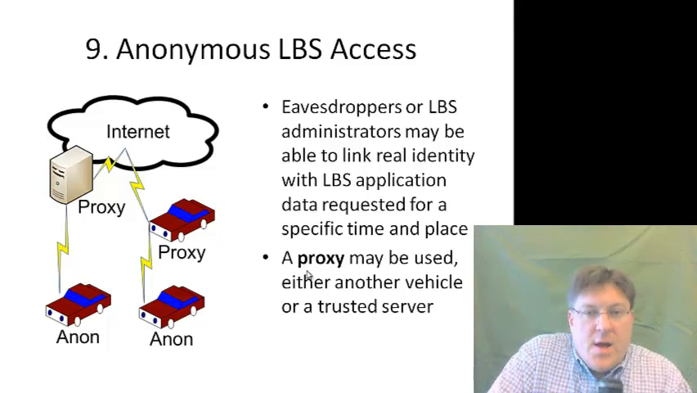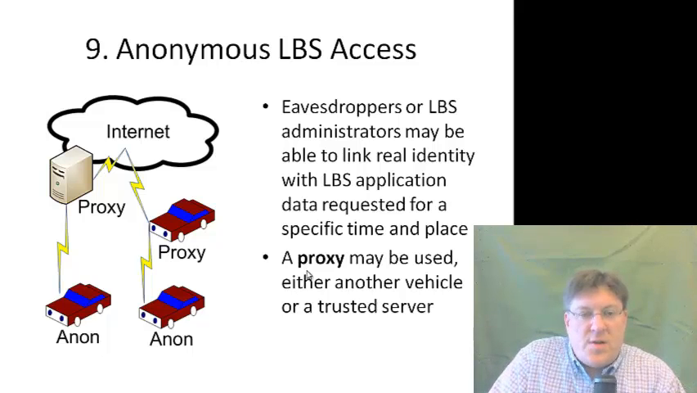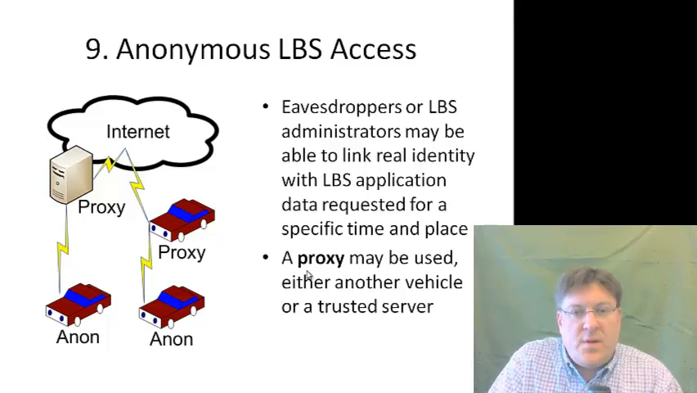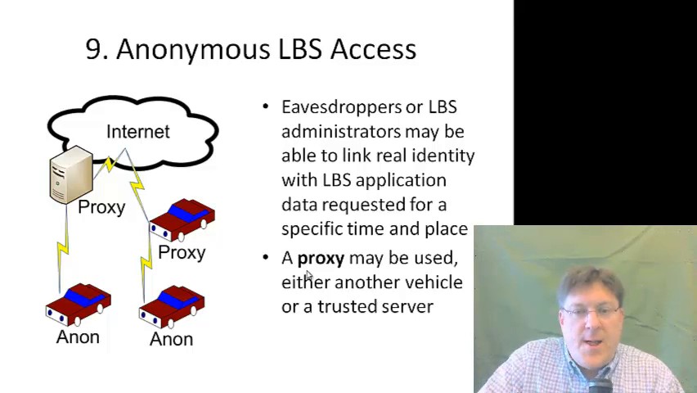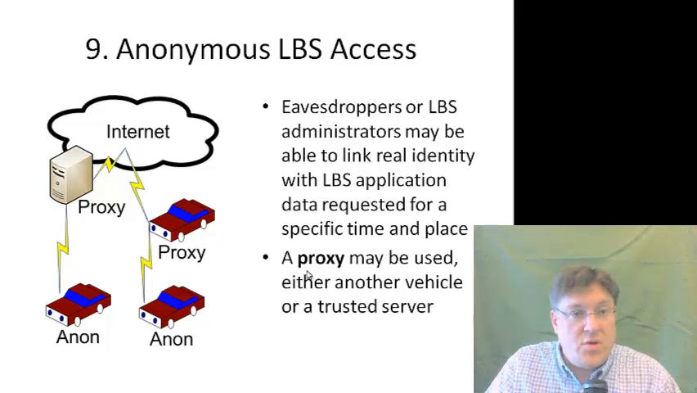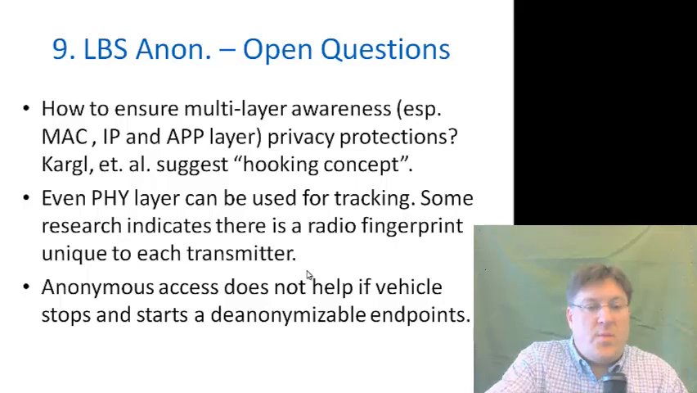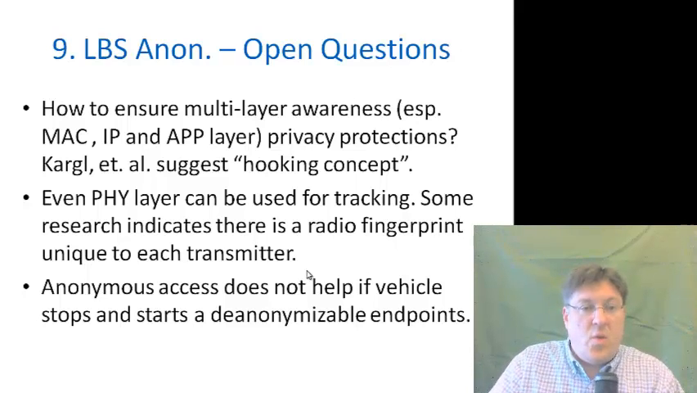Number 9, anonymous LBS access. A number of researchers have suggested that we should be able to access location-based services, computer programs running on the internet that give you information based on your location, anonymously. The main method that has been suggested is the use of a proxy, either another vehicle or a server in the cloud.